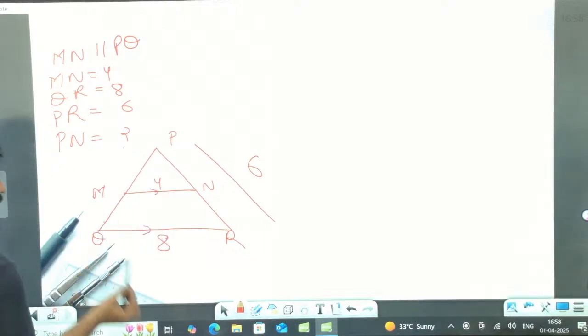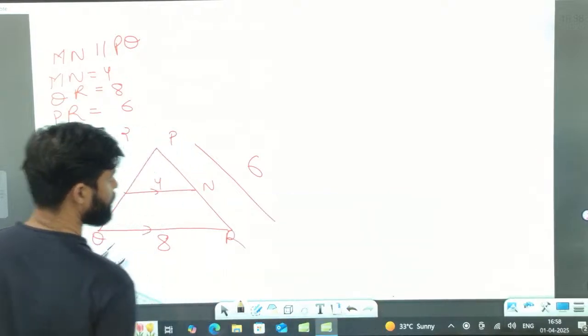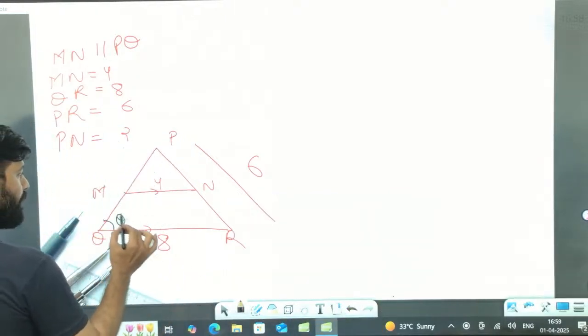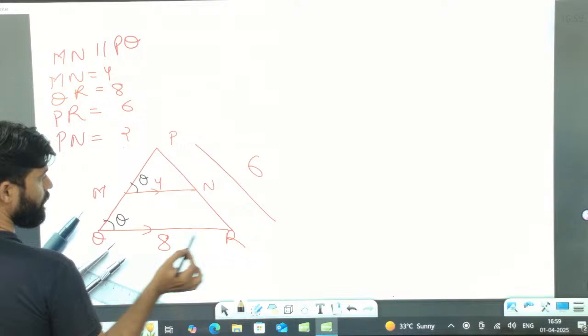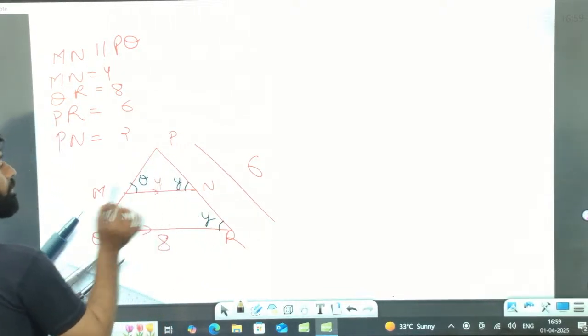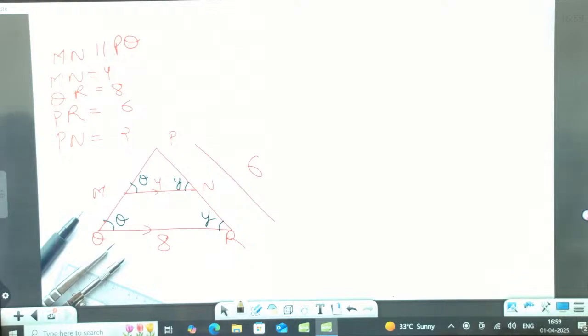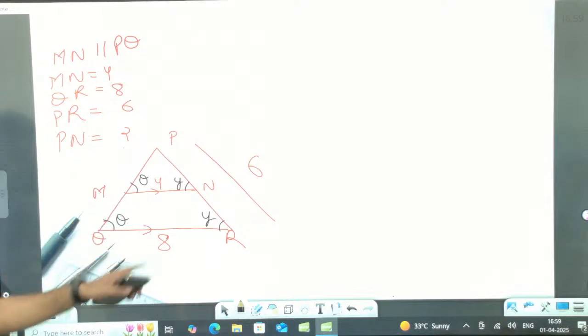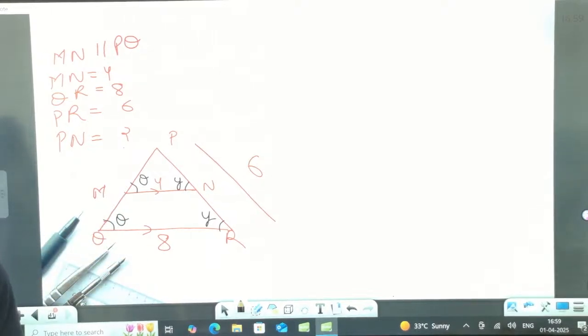as if this angle is theta, this angle is theta. If this angle is Y, this angle is Y, and angle P is common in both the triangles PMN and PQR. So we can say that PMN is similar to PQR. If the triangles are similar, we can take the ratios also. What we have to find out is PN, this PN.